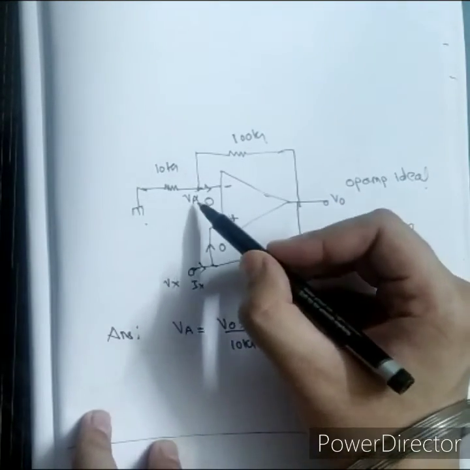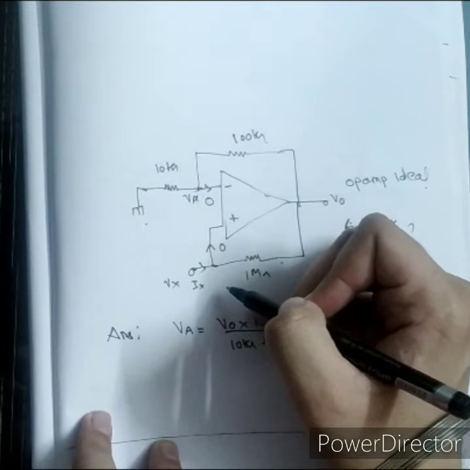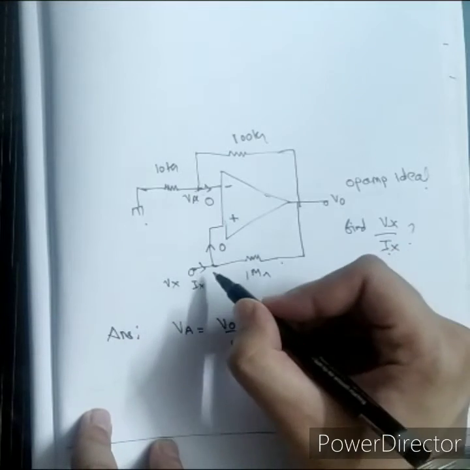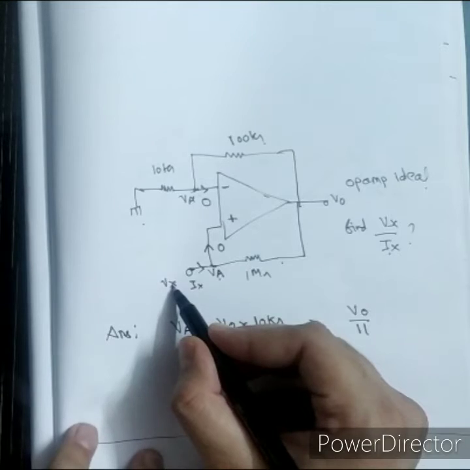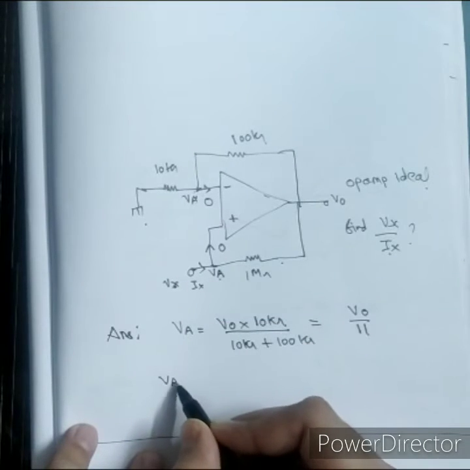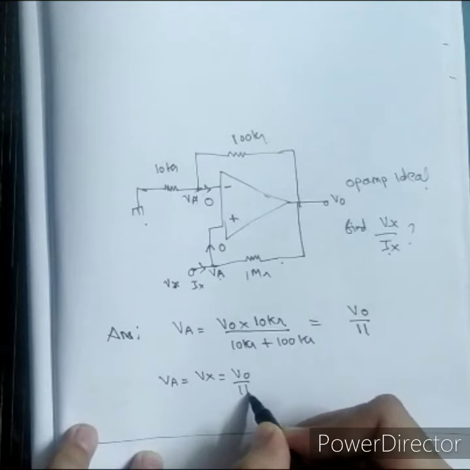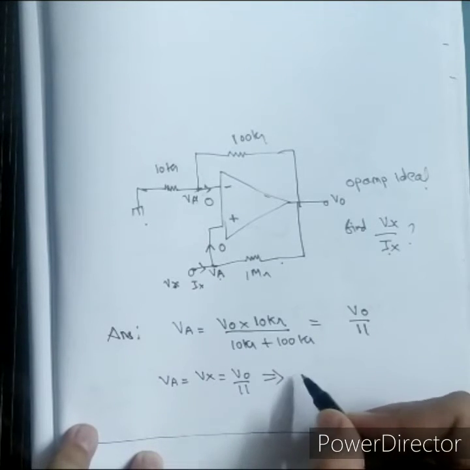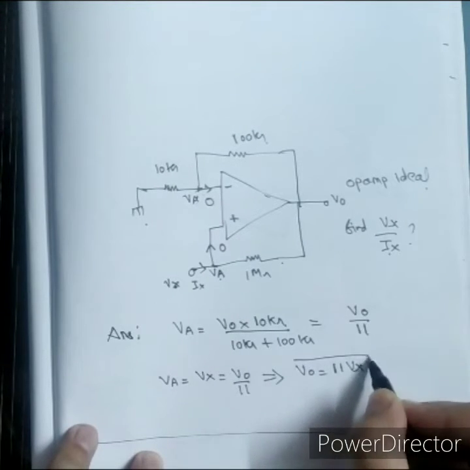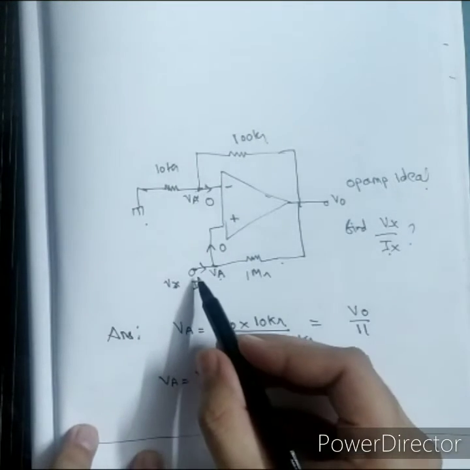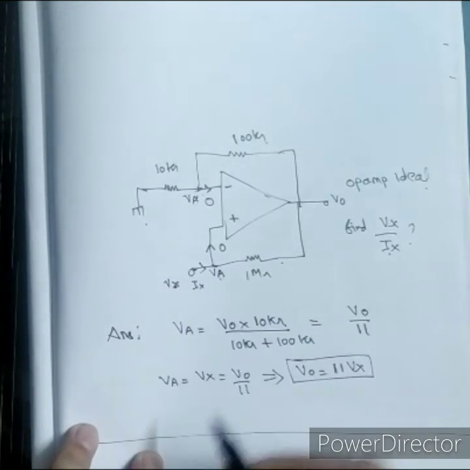VA becomes VO by 11, and see, this is an ideal op amp, so this potential and this potential become the same by the concept of virtual ground. So this potential also becomes VA, and VA is equal to Vx. So VA is equal to Vx is equal to VO by 11. From here I got VO is equal to 11 Vx, right?